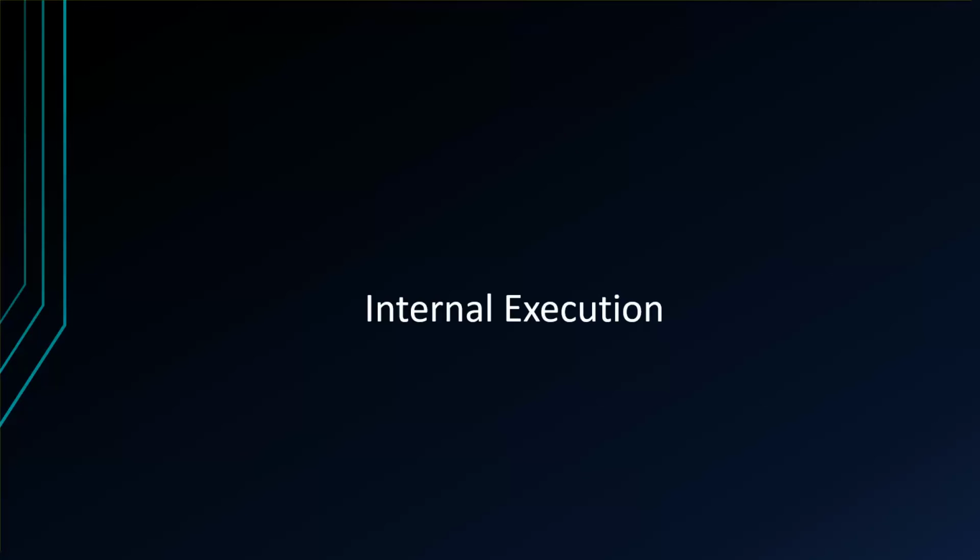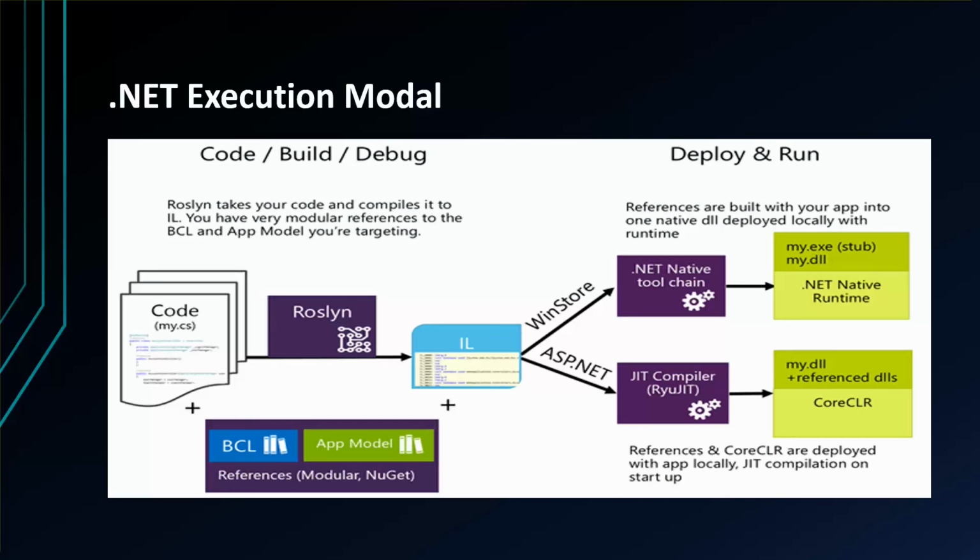So how does .NET execution happen internally? The moment we write the code, it is compiled by using the dynamic Roslyn compiler. It converts our high-level language code into intermediate language code. From there, it goes to the targeted systems. If you target our code for Windows Store, then it goes to the .NET Native toolchain. From there, it generates either an exe or a DLL.